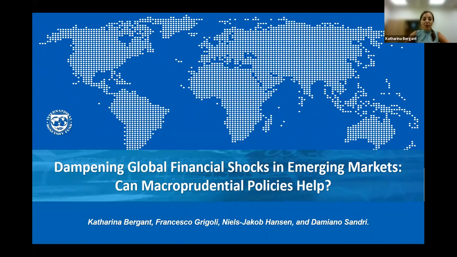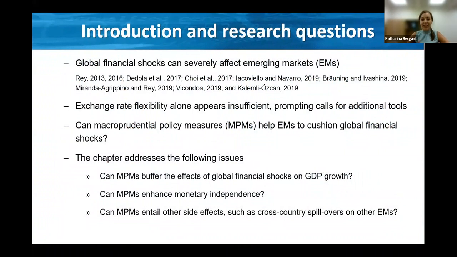So let me start right away with our research question. I don't need to say much of this, but we know there is a big literature out there that global financial shocks can severely affect emerging markets. And we also know that according to theory, no news to this group, exchange rate flexibility in theory should be sufficient to dampen these global shocks for emerging markets. However, this is often not the case, and we see that emerging market economies and their output suffer when there are global negative shocks. Therefore, the international community, policymakers, the IMF, and many more central banks have been looking at other tools that we could use to dampen those global shocks.